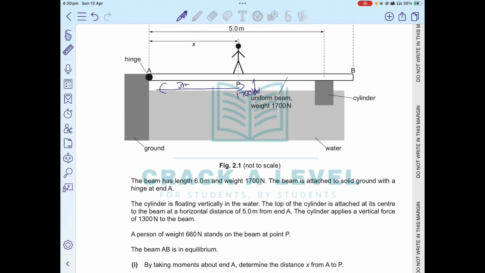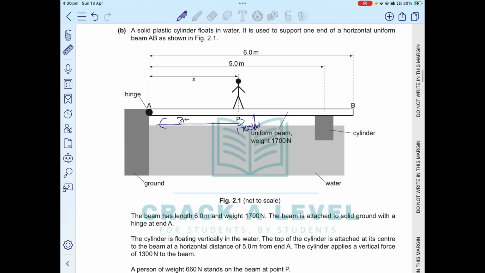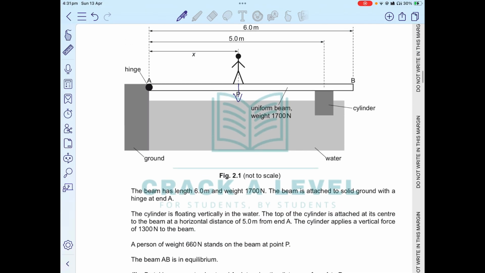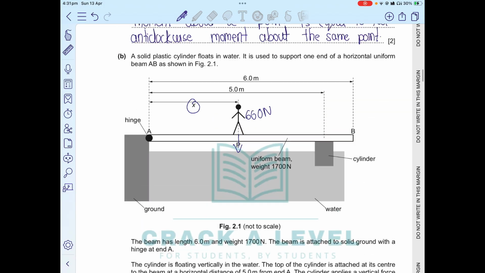By taking moments, we work out the moments about A. Now, essentially, you see that there are only three forces acting on this. So there's a weight force of this person. Now, how much is this person? It's 660 newtons. So there's a weight force of this person acting at a distance x, which is not known. And I think that is what you have to figure out.